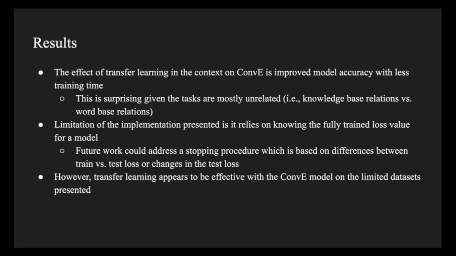The limitation of this implementation is that you need to have run a model previously and have the initial data sets for transfer learning to work. And you need to know the fully trained loss value in order to implement a stopping procedure. Future work could address a stopping procedure based on a different metric, potentially based on accuracy or test results, but that might make the model run longer. But overall, transfer learning does appear to be very effective with the ConvE model on the limited data sets presented.